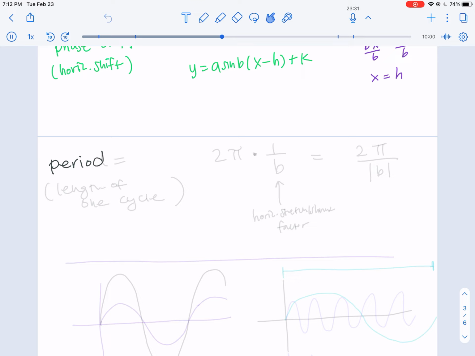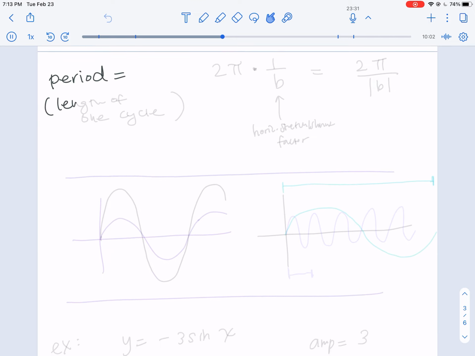So remember, the period is the length of one cycle. Normally in the parent function, how much was one cycle? It was from 0 to, do you guys remember? 2 pi, right? One full rotation is 0 to 2 pi. So normally it's 2 pi. But remember, the horizontal stretch or shrink is going to affect how long it's going to be in the horizontal direction.